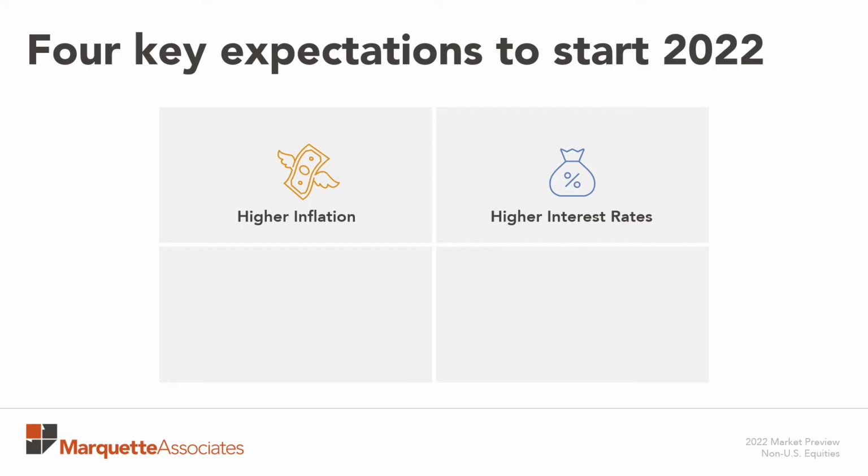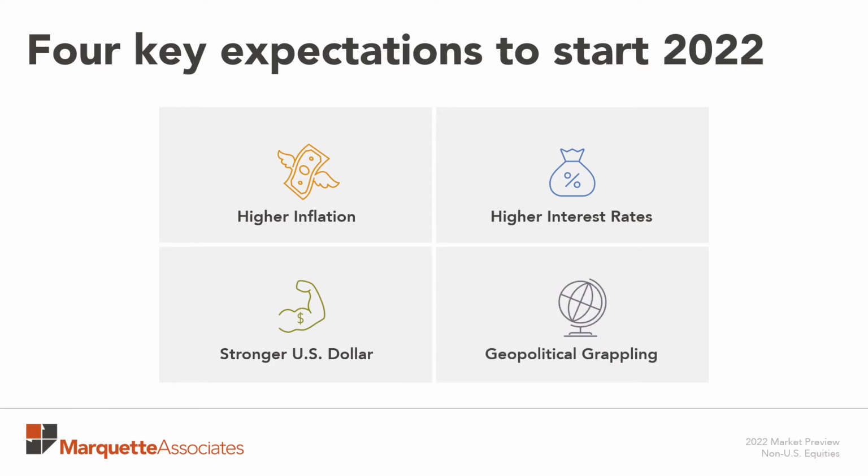Now, if you open up an economics textbook, you will read that higher inflation and higher interest rates likely mean a strong US dollar. While there are other factors that can influence the dollar, we think it's reasonable to say that over the first 3 to 12 months, conditions are set for a strong dollar. The 4th expectation is geopolitical grappling, and we think there are 3 relationships to watch in 2022. Now, we're going to talk about all of that in the upcoming slides, but first, let's start with inflation.